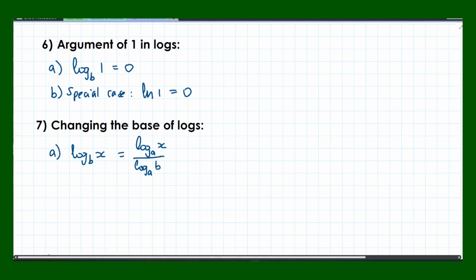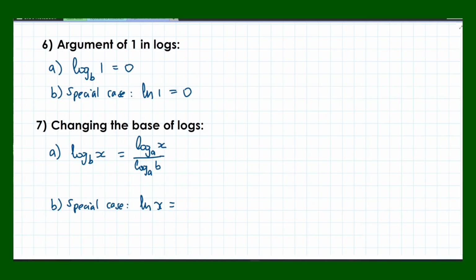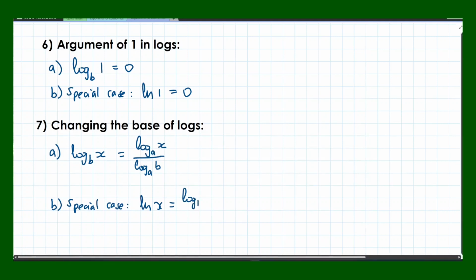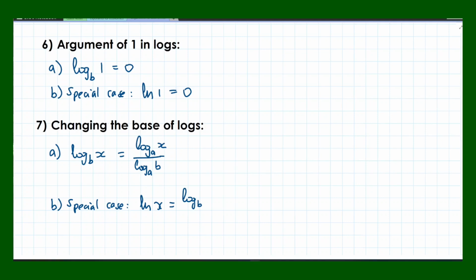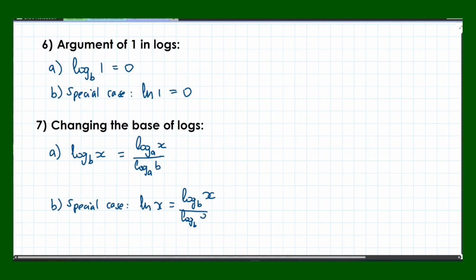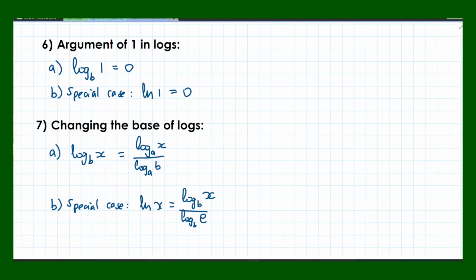So again, what would it look like with the special case of the ln? What would ln x look like when I would need to express it as base b, for example? Remember, b is now my new base, but to the numerator goes the argument of the old log, which was x, and to the denominator goes the old base, which is e. Both of them are expressed as logs of the new base. So log base b of x over log base b of e, where e is the old base because ln is base e.